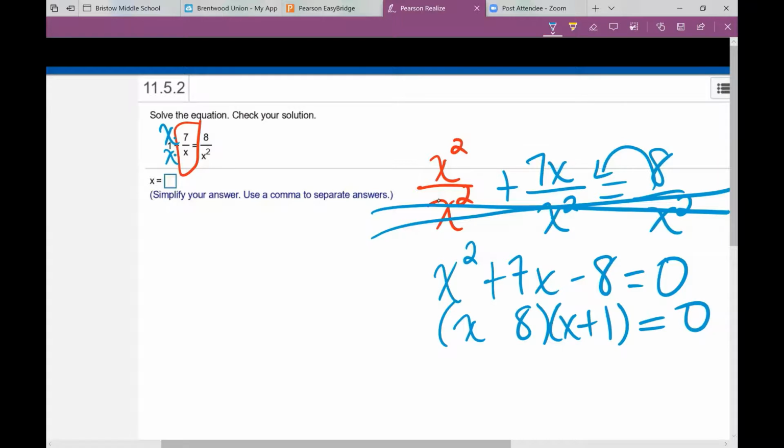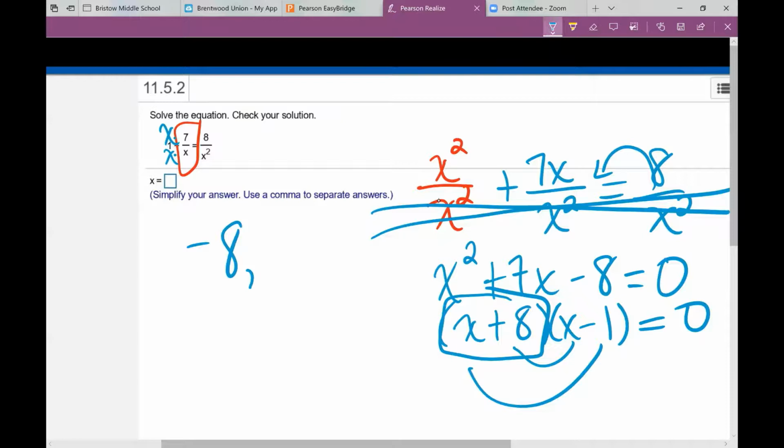And I put the wrong symbol here. So in order to get a positive 7, I would need to have positive 8 and then negative 1. So 8x minus 1x is 7x. Remember that when you do this, this is not your answer though. You need to figure out what makes each set of parentheses equal 0. So what you could replace here to make 0 would be negative 8. And what you need to replace here to make 0 would be positive 1.